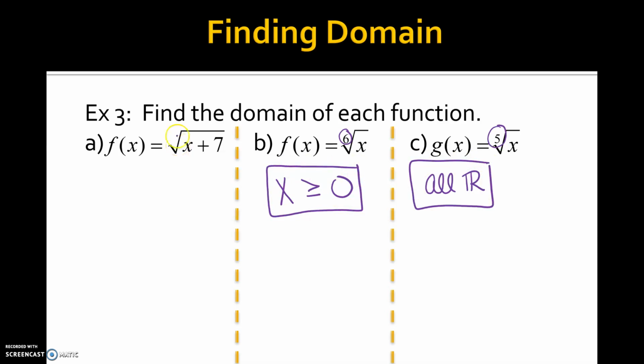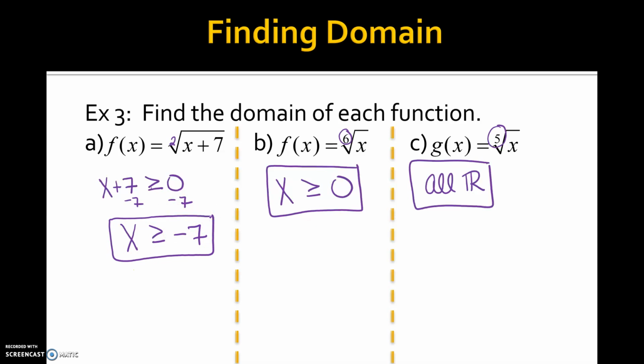In A, what's the index on this radical? 2. This is a square root. That's even. So put the stuff under the radical, x plus 7, greater than or equal to 0. Now we need to solve this inequality. That means get the x by itself. How would we get the x by itself? Subtract 7. So x is greater than or equal to negative 7. As long as you pick an x value that is negative 7 or larger, you can do this function.